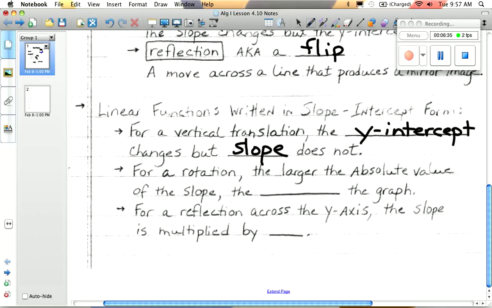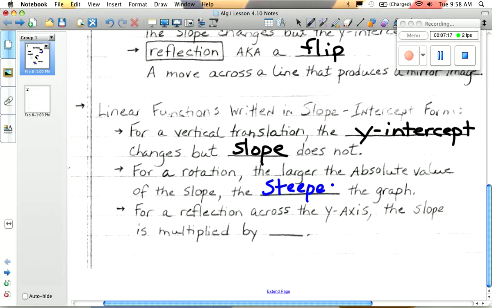The larger the absolute value of the slope, what do you think? Do you think this graph will get steeper or less steep? Steeper. Let's think about why. If the slope of the parent function is 1, and we rotate it and change the slope to 4, let's say, why would that make it steeper? It's going up 4 for only one unit of run, isn't it? Whereas before it was going up 1, 1, 1, 1. Now it's climbing 4 and only going over 1. It has to get steeper, doesn't it? So the larger the absolute value of the slope, the steeper the graph. You can count on that.